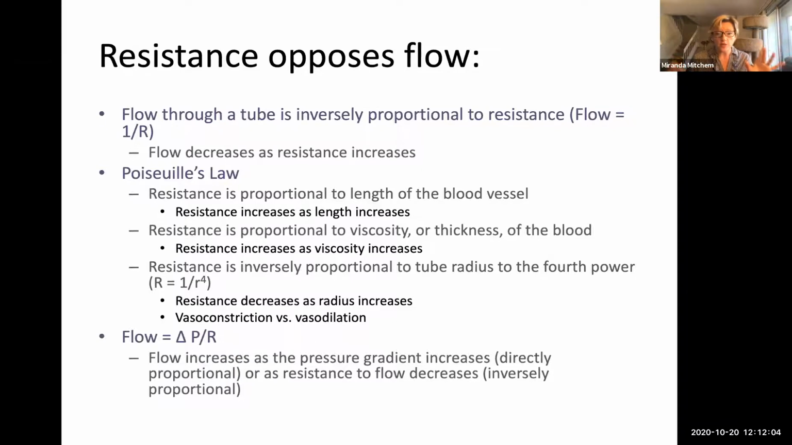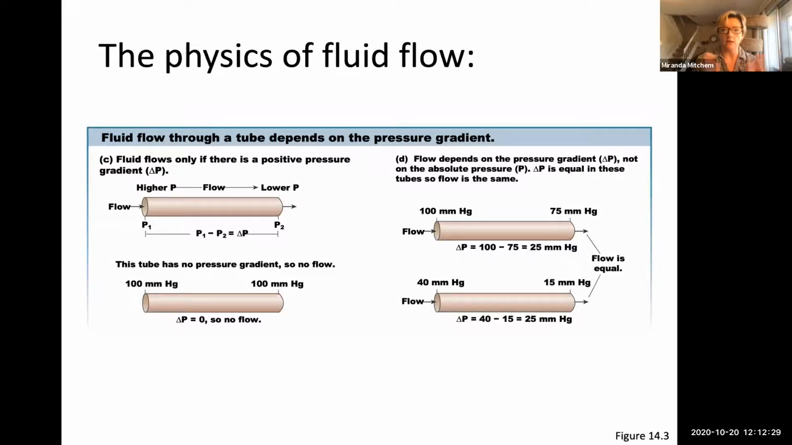As flow increases, our pressure gradient is directly proportional. Our resistance is inversely proportional, right? Directly proportional is pressure to flow because they're both on the top. The inverse relationship is between resistance and flow. Okay, so now let's look at a few things. Let's look at the change in pressure first, and then we're going to look at changing the diameter.